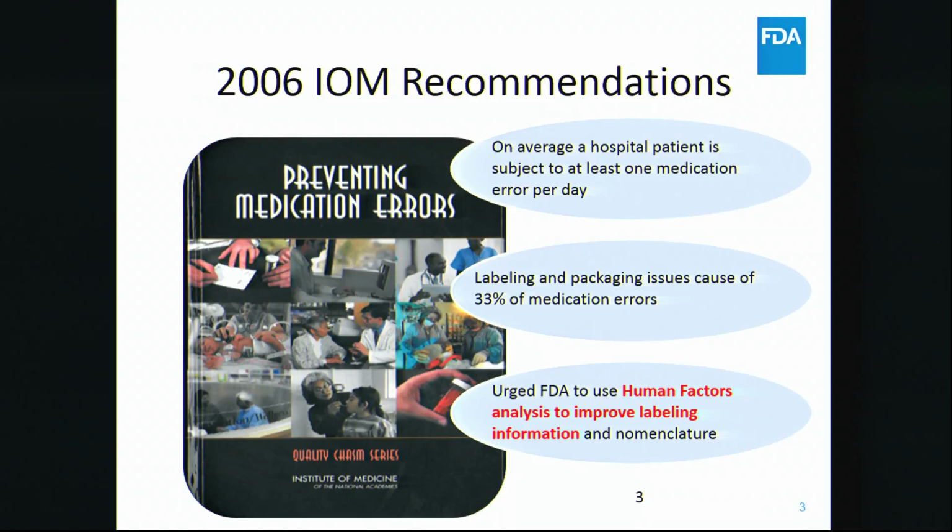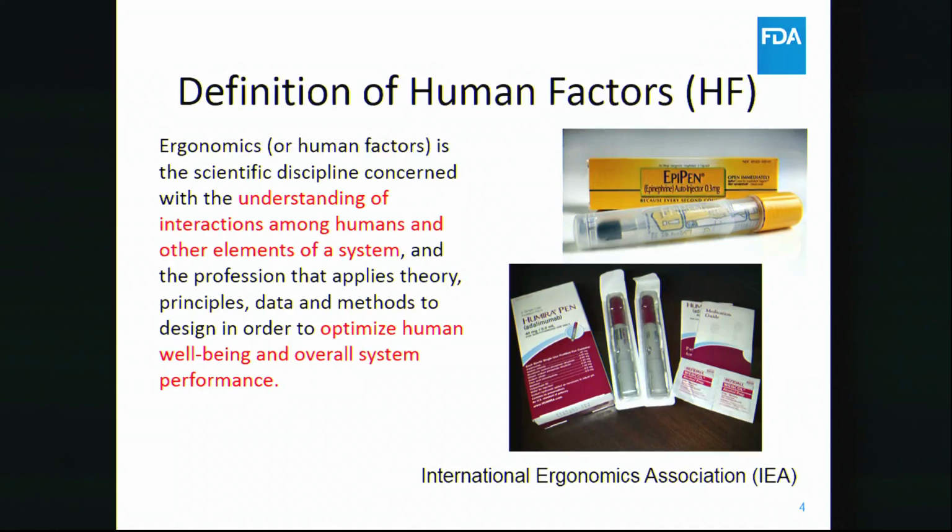And in 2006, some of you may be familiar with this, with IOM recommendations. What I want to focus on is the fact that, even today, we see that there's still a lot of labeling and packaging issues that cause medication errors. And there was a lot of emphasis, both historically and presently, to urge FDA to use human factors analysis to improve the labeling information that's out there that prescribers rely on, other healthcare providers rely on, that patients rely on.